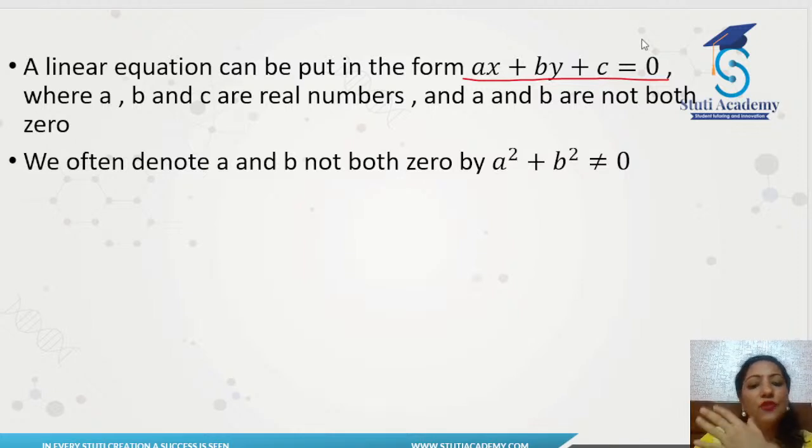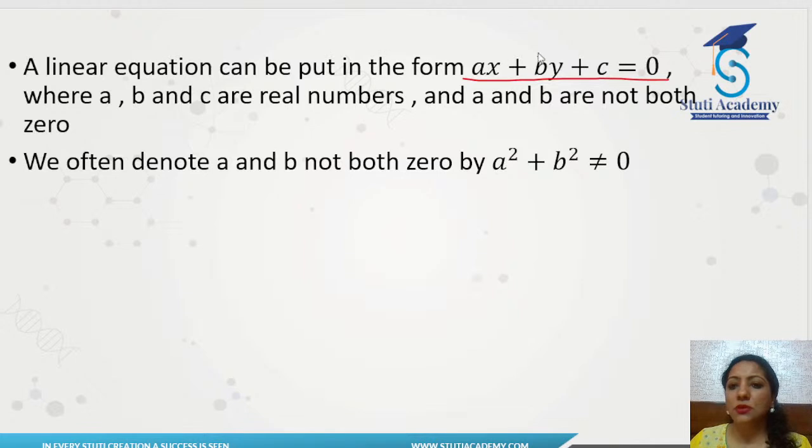In English, we have a format for writing a particular letter, or some format for writing a message or for note making. In the same way, we have a format for writing a linear equation in two variables, that is ax plus by plus c is equal to 0. That is how we ideally represent a linear equation in two variables. So we have first the x term, then the y term, and then the constant, where a, b, c are all real numbers, and a and b are not both 0.